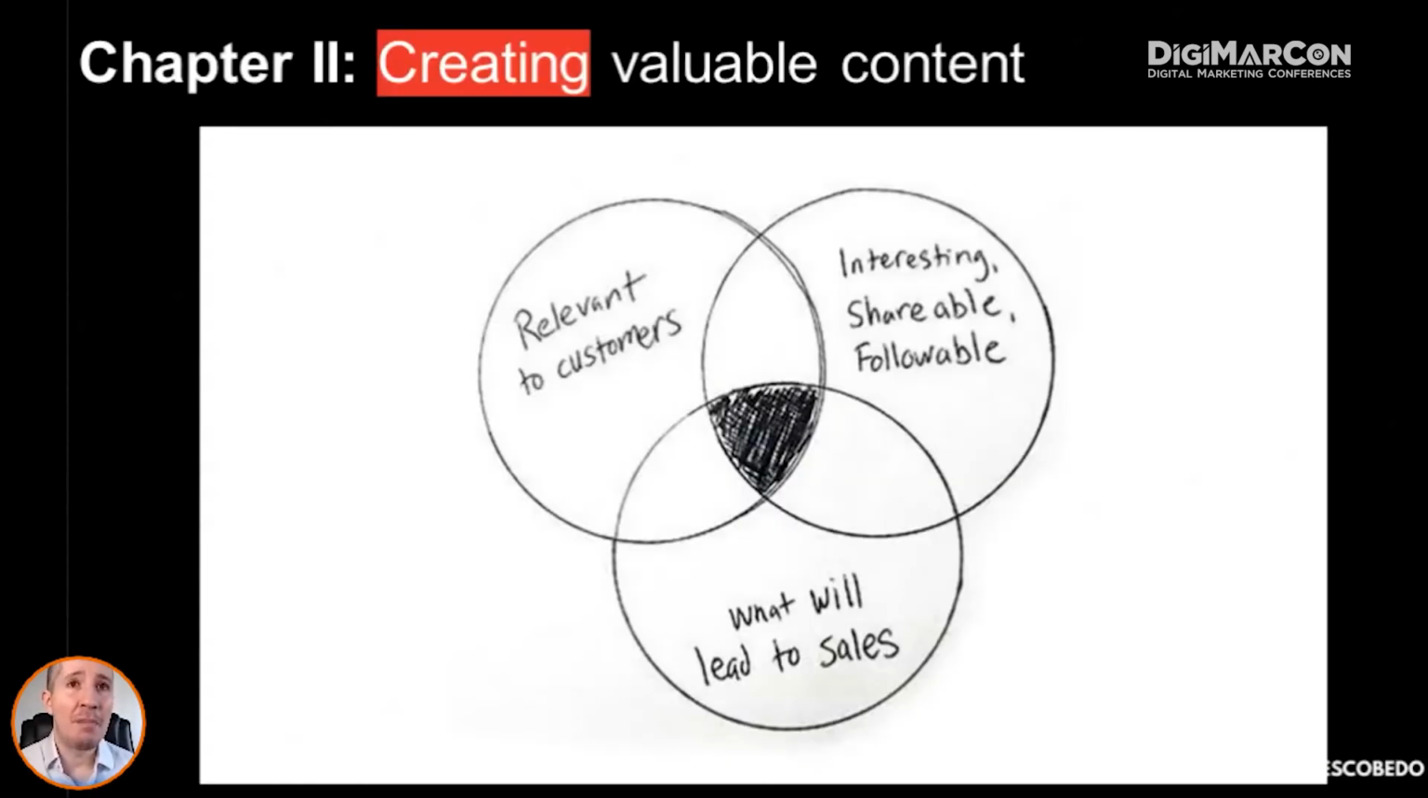Now that you have the topics, the second thing you want to do is create valuable content. And for me, creating valuable content is really at the heart right here. It's something that's obviously relevant to your customers, which we talked about just a minute ago. It's something they find interesting, shareable, and followable. And the third bucket is make sure it's tied to your brand or your business.